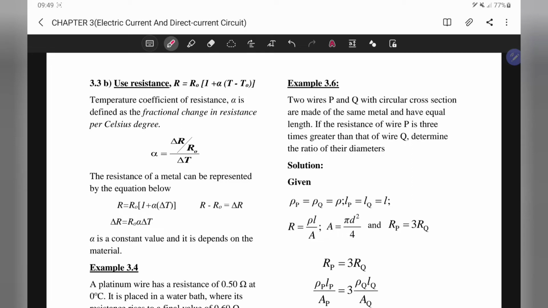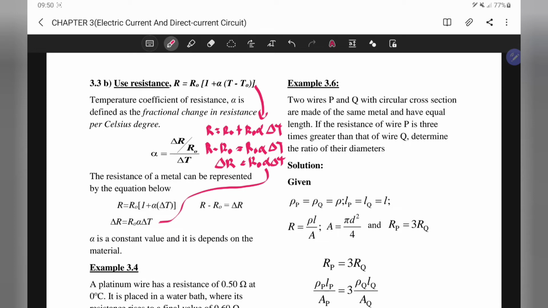I need to show this. How to get that? From this, you will get R equals R naught plus R naught alpha delta T. Transfer R naught to the other side, giving you R minus R naught equals R naught alpha delta T. So this is delta R equals R naught alpha delta T. This is the question given just now.